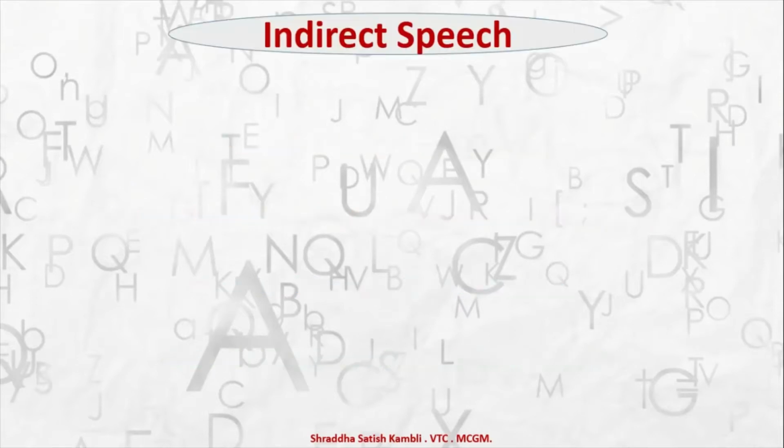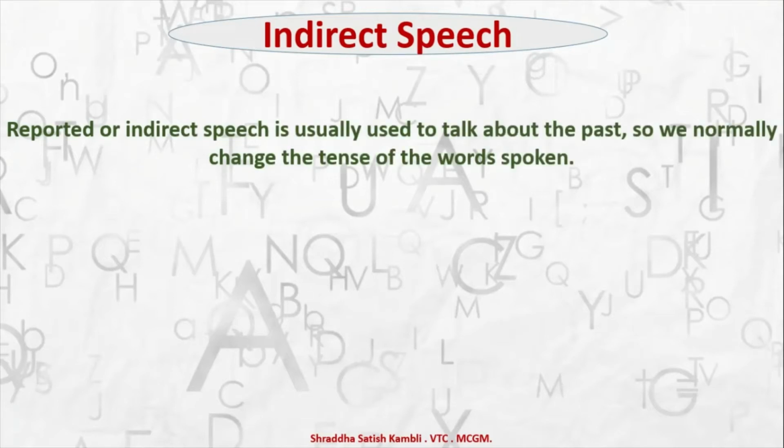Now we go to indirect speech, or we call it reported speech also. So what is indirect speech? Reported speech or indirect speech is usually used to talk about the past. So we normally change the tense of the words spoken. Now if you remember, last time in the video we had talked in detail about the various ways in which the tenses will change.